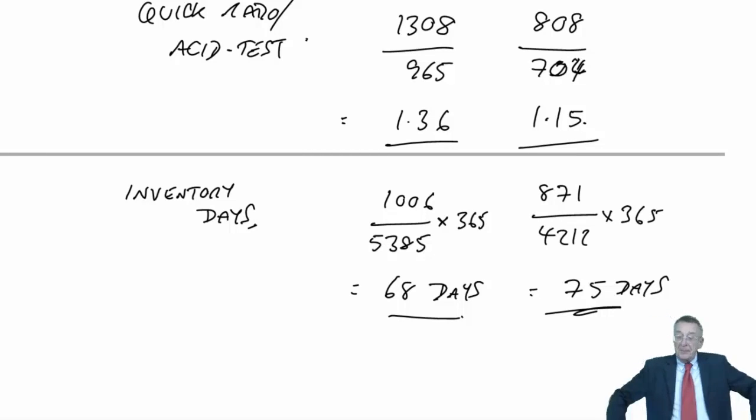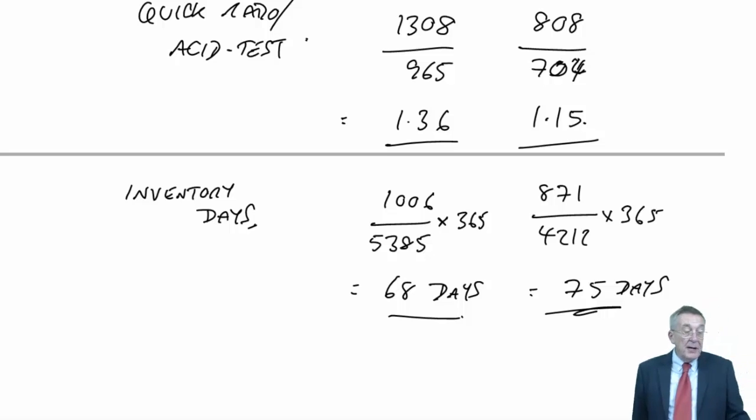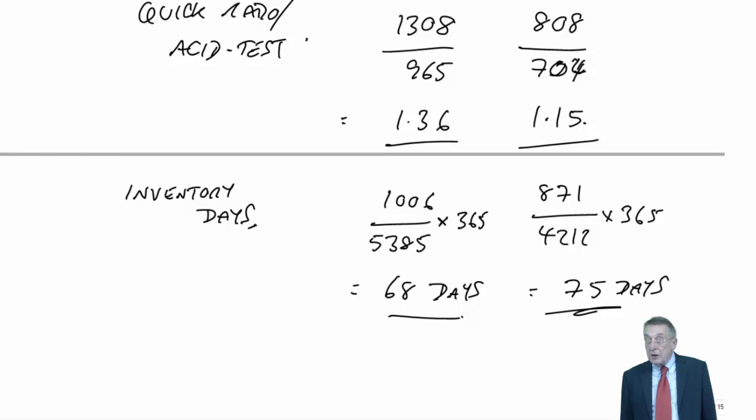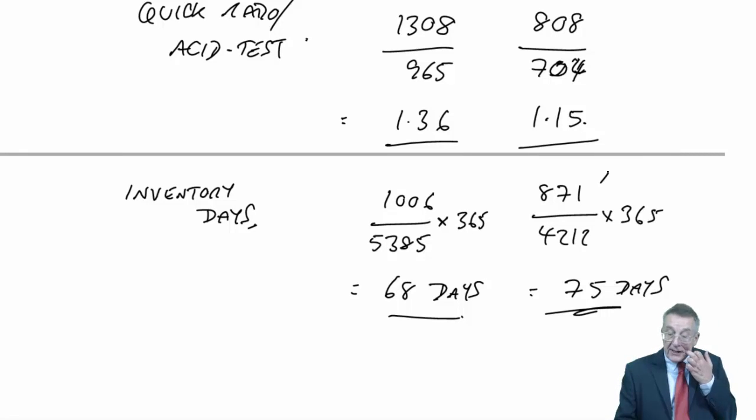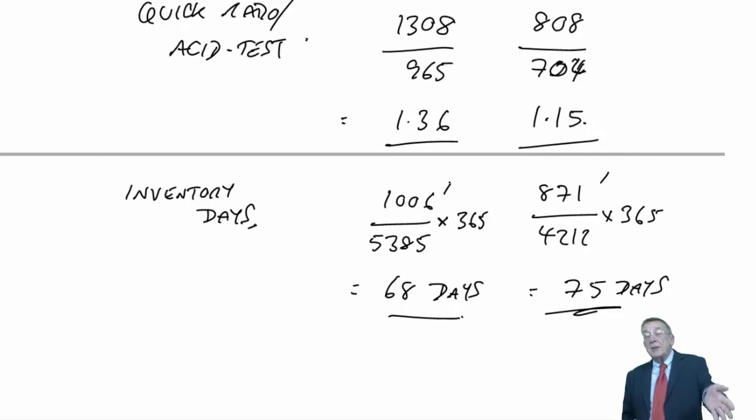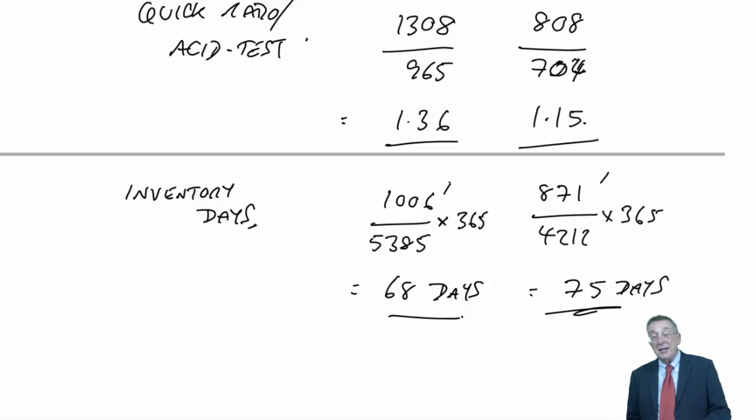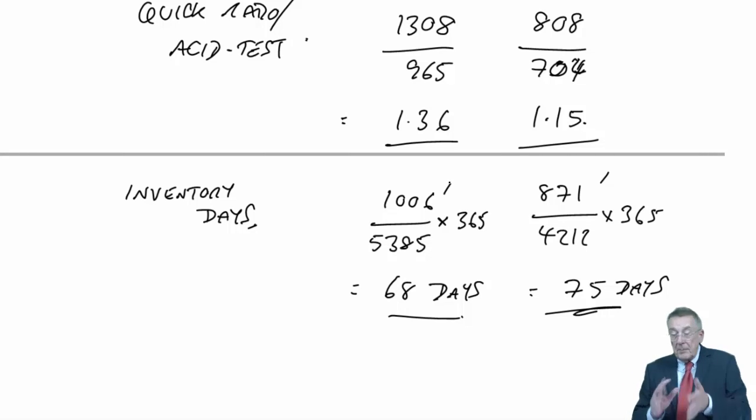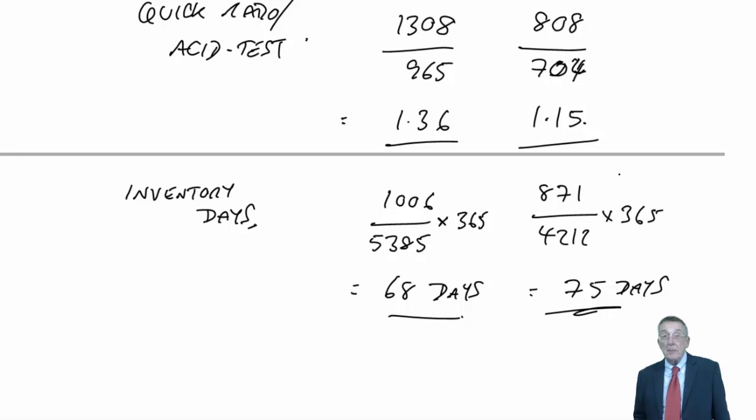Now, before I leave that, some people say, oh, well, wouldn't it be better to look at average inventory? Or perhaps it would. But we don't have enough information here. For this year, 2007, we could work out the average. At the end of last year, beginning of this year, it was 871. At the end of this year, it's 1,006. So we could average them. But the trouble is, we couldn't do that for 2006 because we only know the inventory at the end of the year. So you've got to compare like with like. Using average would be better, but it would be unusual to have enough information.